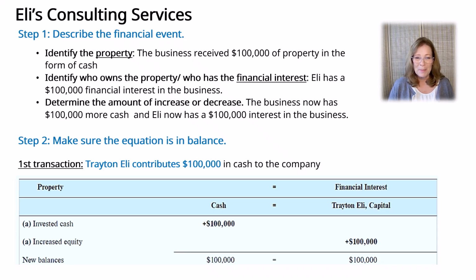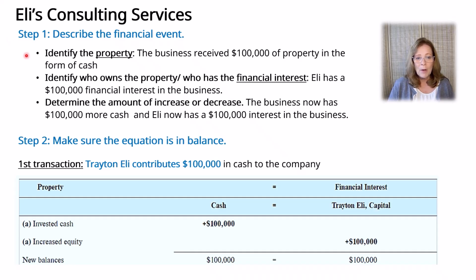But let's start with the basics. There are two major steps to analyzing the business transactions. First, we describe the financial event by identifying whether property or the financial interest increased or decreased.